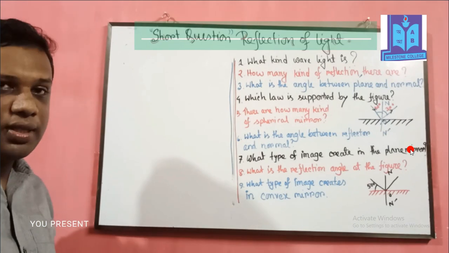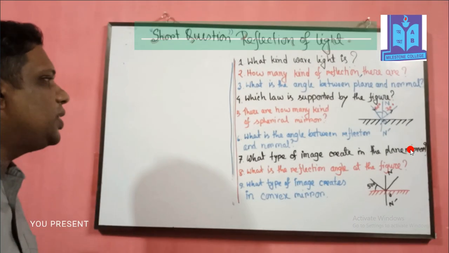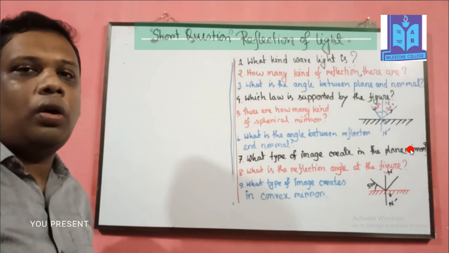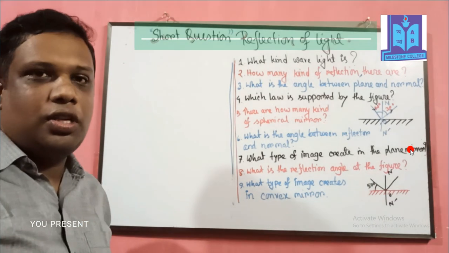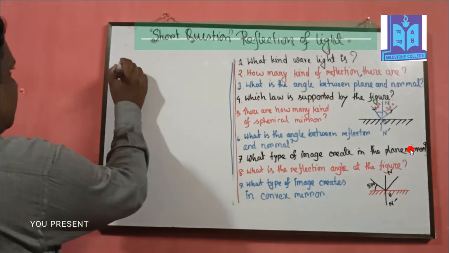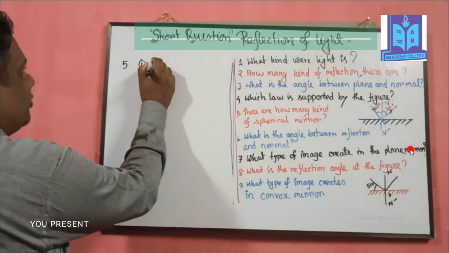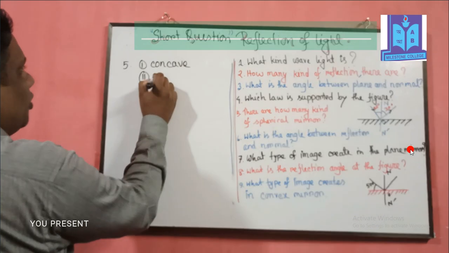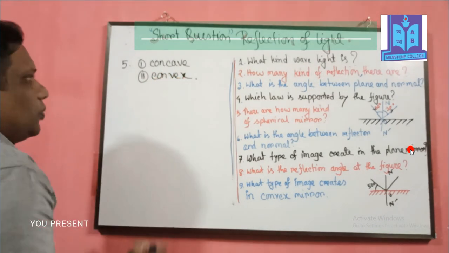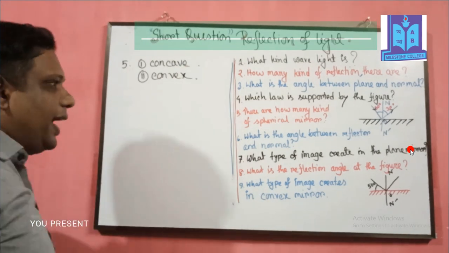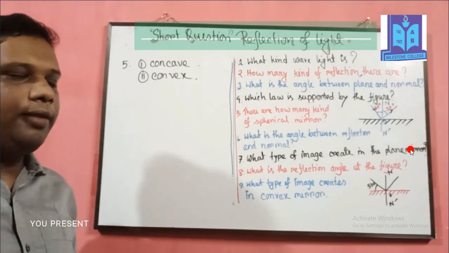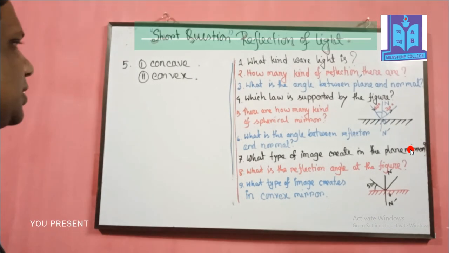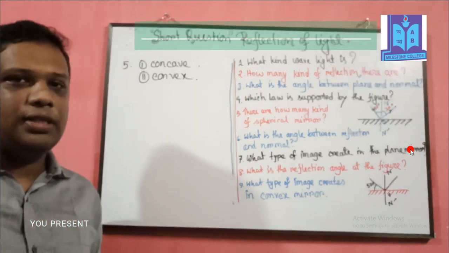Okay, my dear students, now the next one: how many kinds of spherical mirror are there? My dear students, we all know that we have two kinds of spherical mirror. First one is concave and second one is convex. So these are the answers for question number 5: we have two kinds of spherical mirror, first one concave and second one convex.